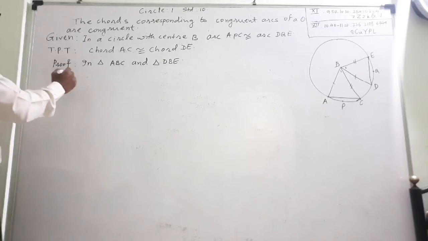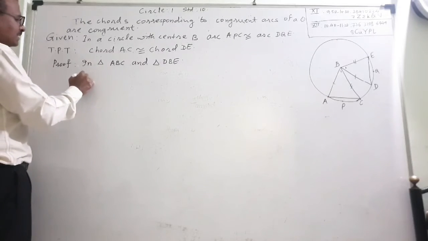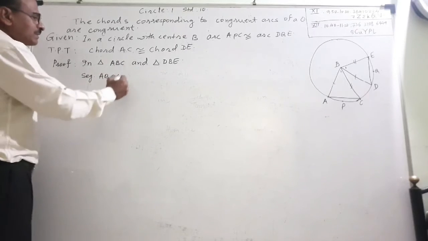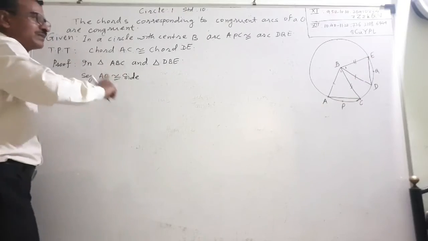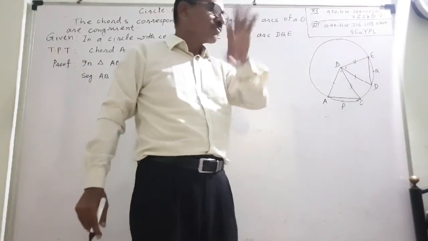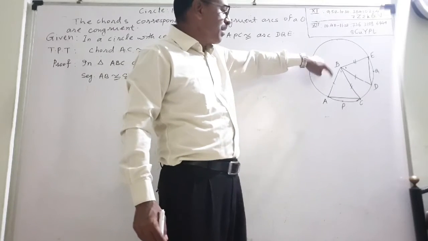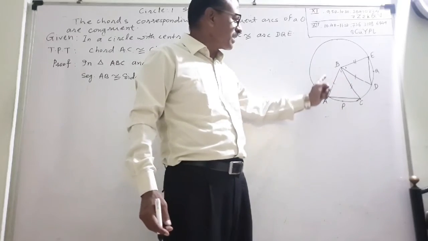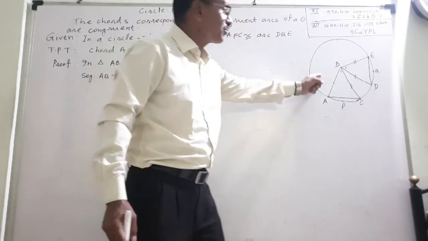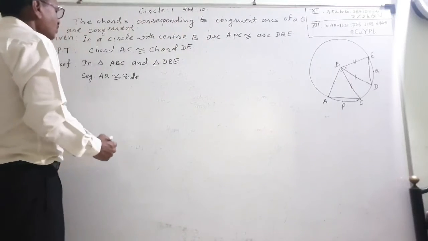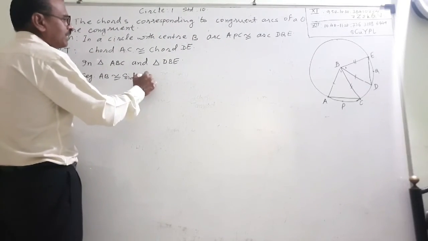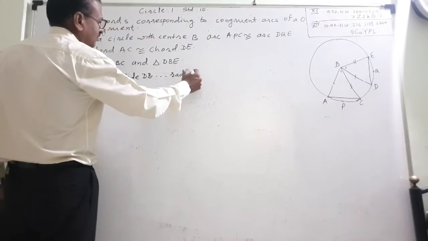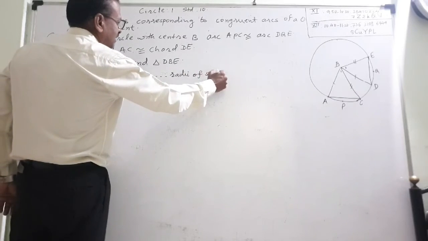What is equal? Equal is segment or side AB congruent side, one side of this triangle and one side of this triangle we have to take. Sometimes what happens? Students say, sir, AB congruent BC. What is the use of this? Because one side of this and one side of this I have to consider, because these two triangles I want to show that they are congruent. So side AB congruent side DB. Reason, radii of same circle.